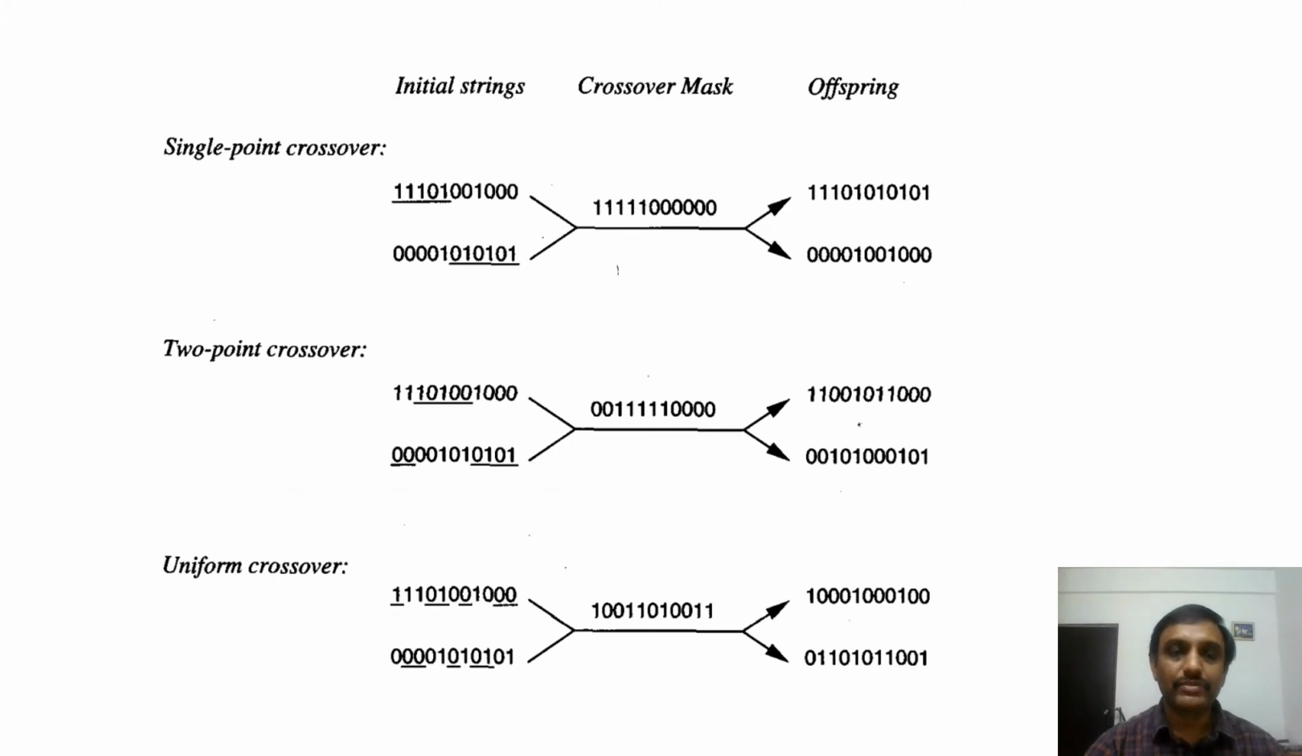Here we can observe three types of crossovers. First one is a single point crossover. So what is the process in the genetic crossover case? From two parent strings, we are generating two offsprings, based on the crossover mask.